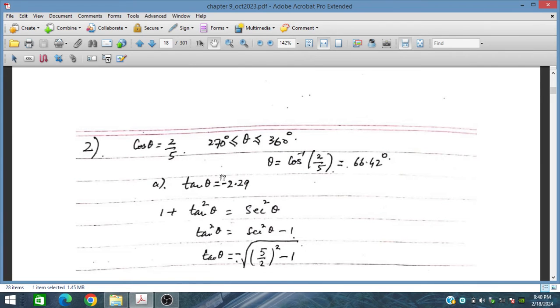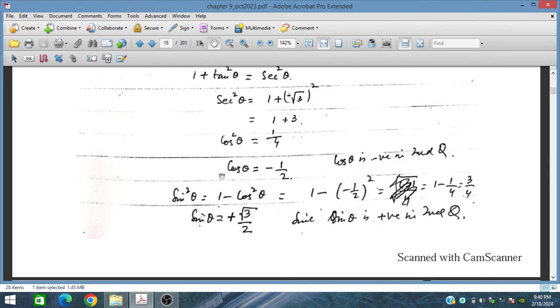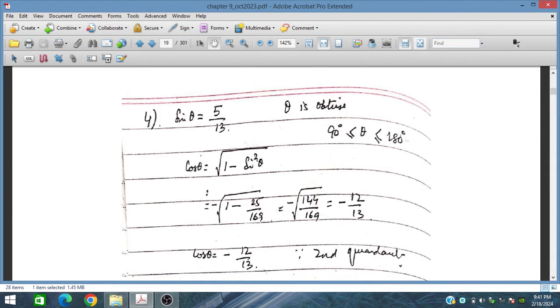Question number 2. Let's solve question 4.